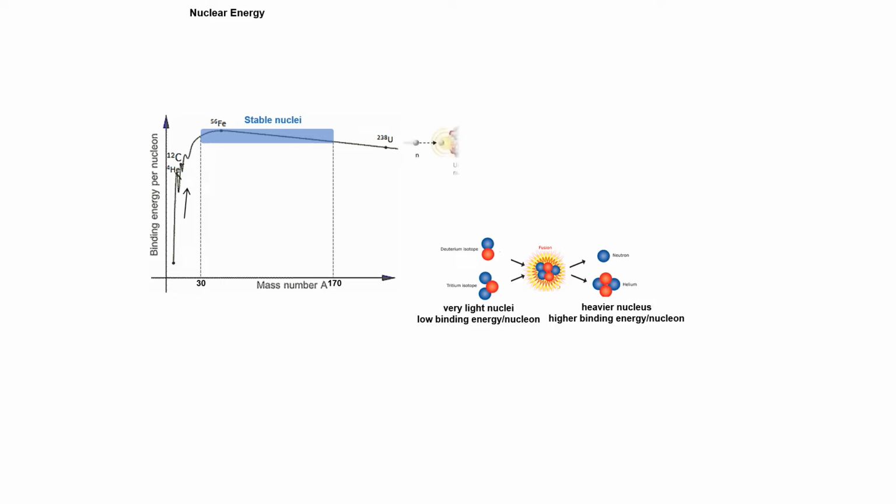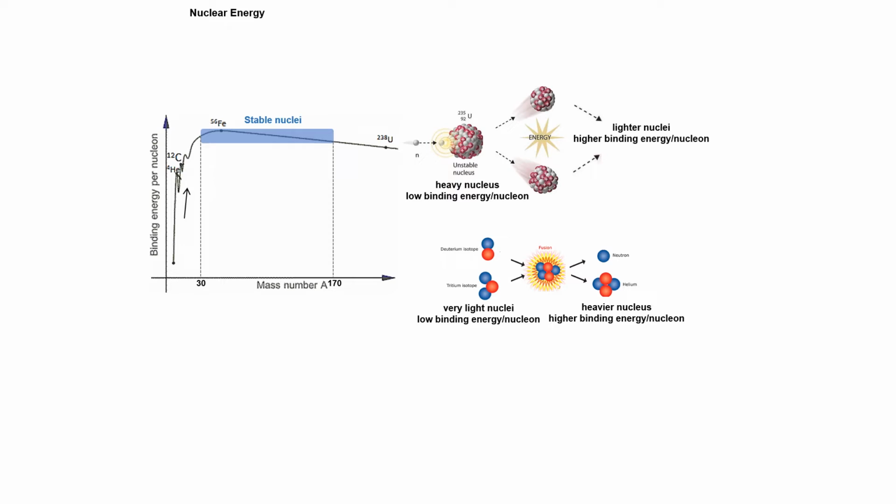When the mass number is greater than 170, we have the region of very heavy nuclei, and very heavy nuclei have low binding energies. Thus, very heavy nuclei can form lighter nuclei with higher binding energies, and which are more stable. When a heavy nucleus splits, we call it fission. When two light nuclei come together, we call it fusion.